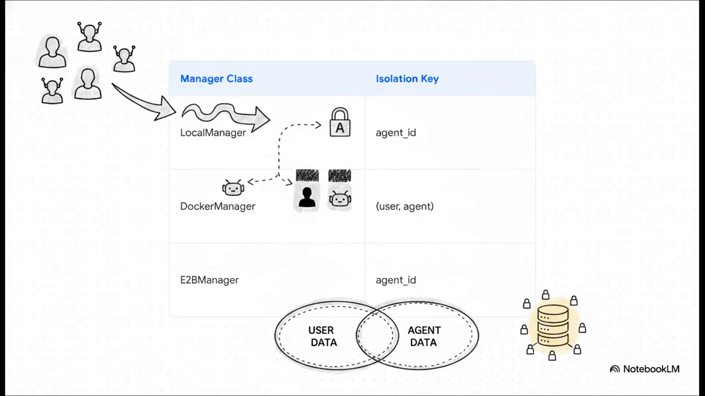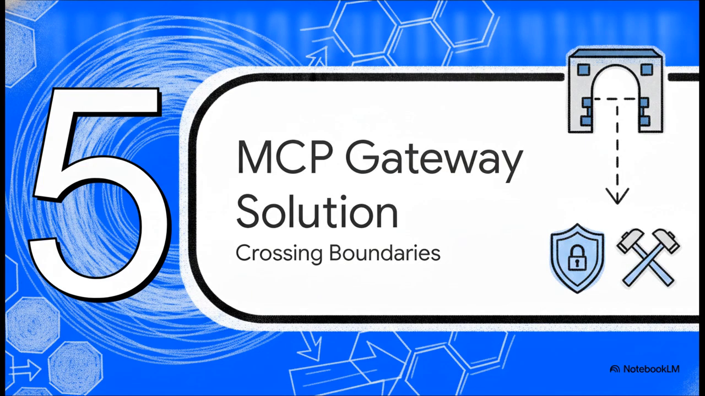Let's look a bit closer at how the different built-in managers handle that isolation policy. Both local and E2B use a straightforward agent_ID as their isolation key. But look right there at the DockerWorkspaceManager. It uses a really unique combination of both the user ID and the agent ID. What that means is the host working directory physically separates the data first by the user and then by the specific agent they happen to be interacting with. That level of granular mapping is exactly what makes deploying a truly secure, multi-tenant service possible right out of the box. And finally, Section 5, the MCP Gateway Solution.